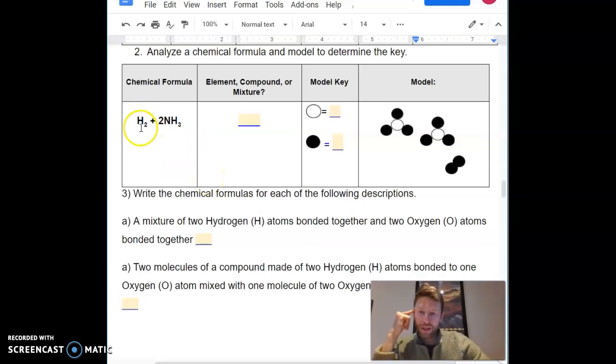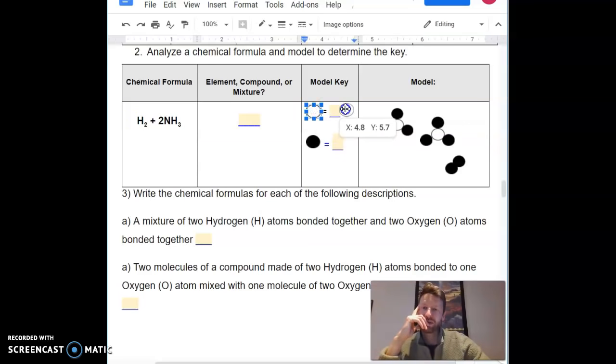So the chemical formula is H2 plus 2NH3. And I need to figure out what the circle not shaded in represents and what the circle shaded in represents. So let's start with H2. So that should be 2 hydrogens bonded to each other. Looking over here, looks like the only thing that has 2 things bonded to each other are these 2 dark circles. So that tells me this has to be H, or hydrogen.